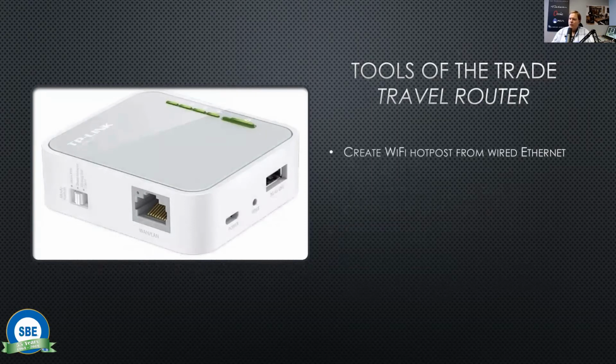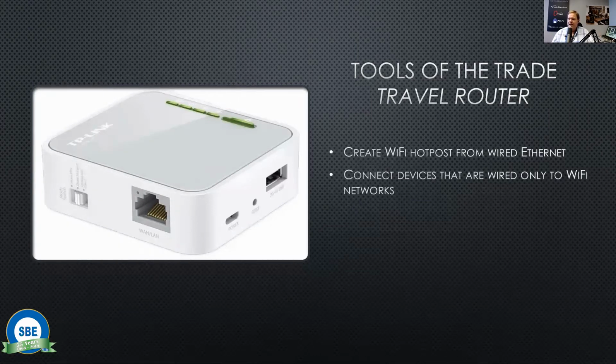You can either create a Wi-Fi hotspot from wired Ethernet, so it'll act like a small little Wi-Fi router. You can connect devices that are wired only to Wi-Fi networks, and this is also kind of handy. You can do the reverse, basically, of what a wireless router would do.